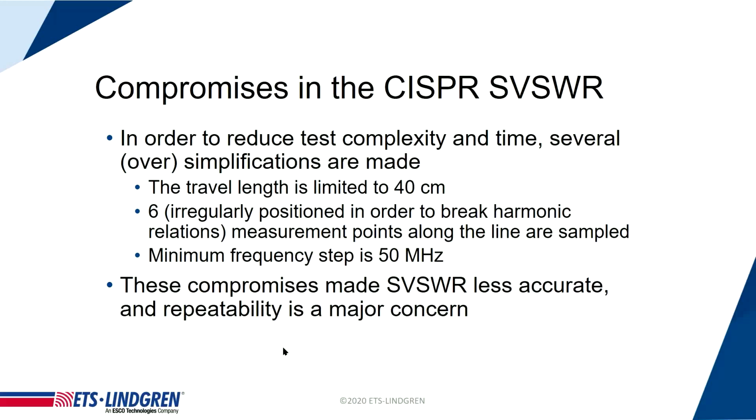To be able to sample this without undersampling is just impractical. And that's why those 6 points are 6 irregular positions. The other compromise that the standard made is that the minimum frequency step is 50 megahertz. I will show later in a chart that the 50 megahertz is another problem in that it's also undersampling along the frequency domain. So these compromises made site VSWR less accurate and less repeatable. And this is really a major concern for this type of test.